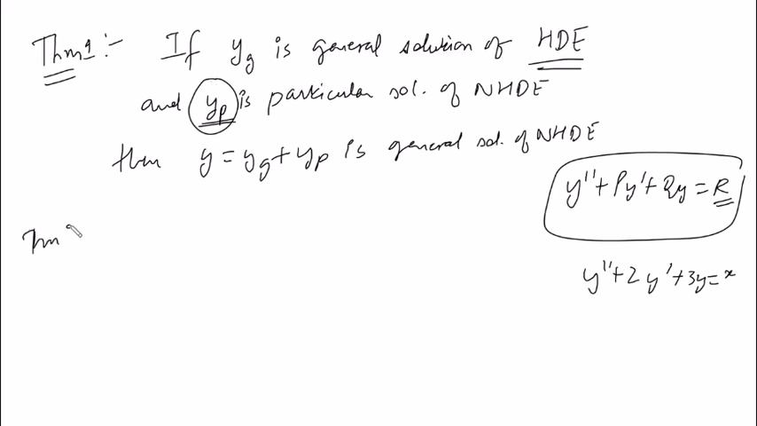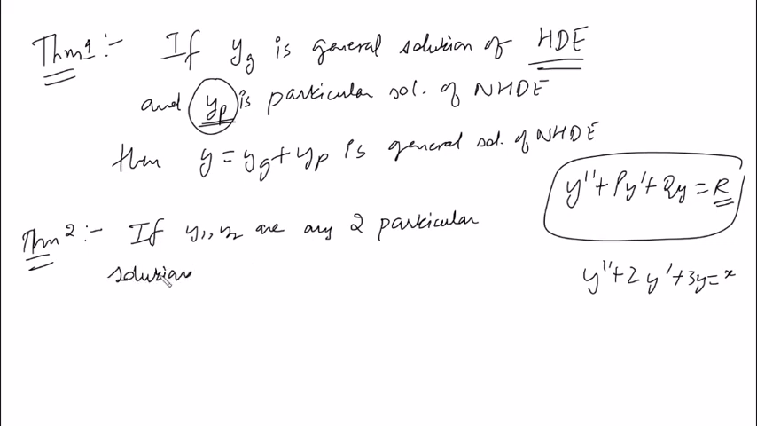Okay, so write down the next result which we have. If y1, y2 are any two particular solutions of the homogeneous differential equation, then C1y1 plus C2y2.